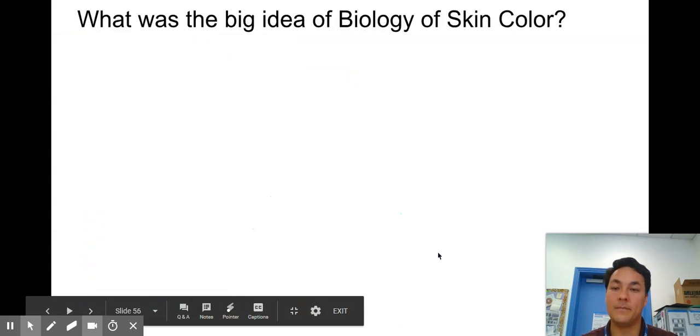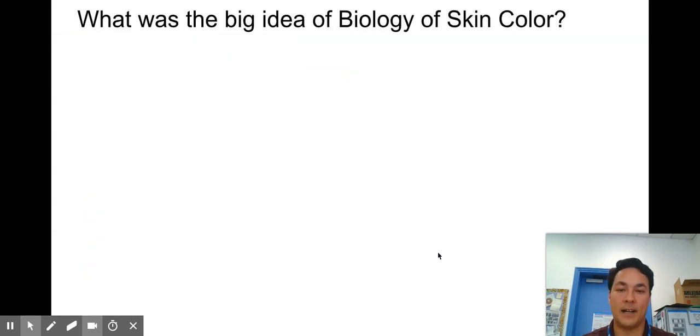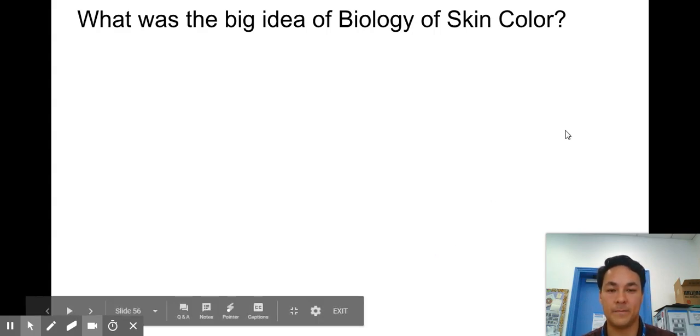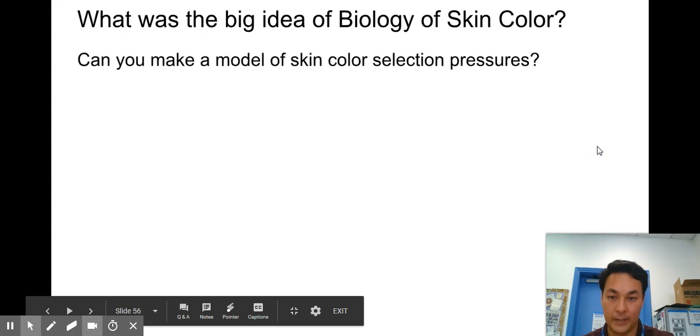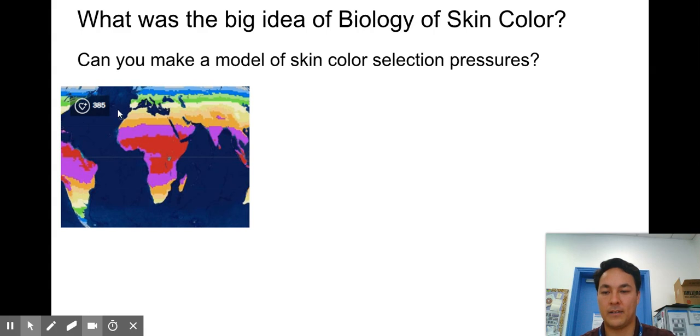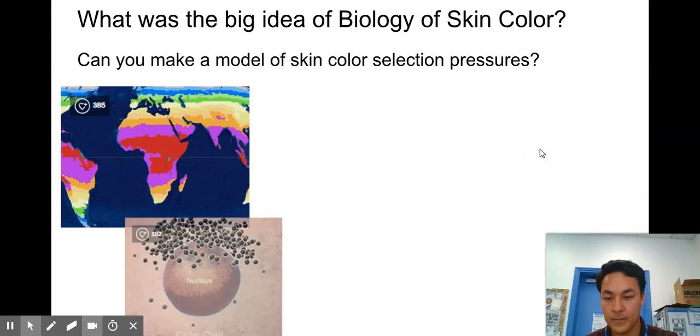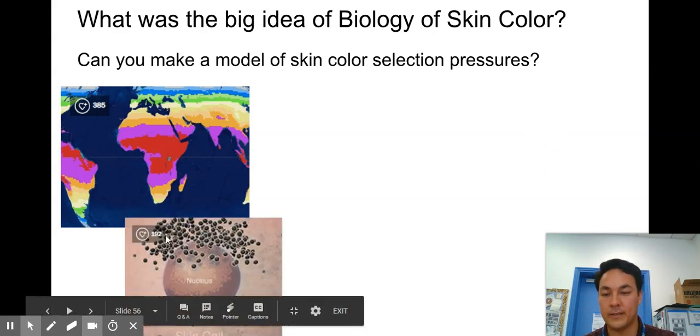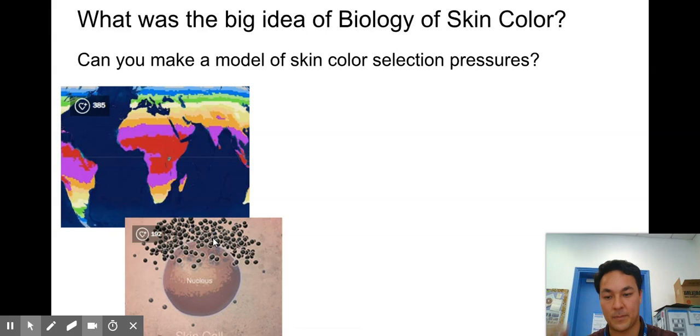All right, this is a fun clip that we watched, the big idea of the biology of skin color. Why do we have these beautiful different skin colors throughout the world? And can you make a model of it? So I really harped upon this. So hopefully your model has something with UV rays, right? The UV rays, we know they burn us. So we have melanin, or we have different types. We have melanin to protect our DNA so we don't get cancer.